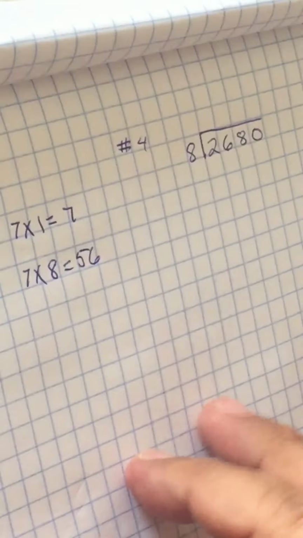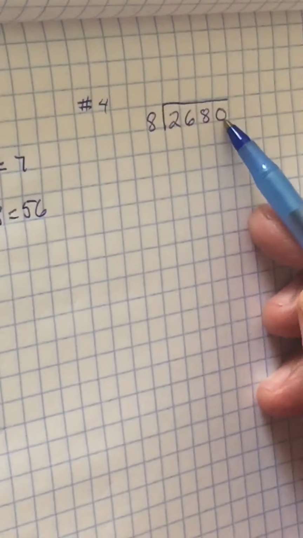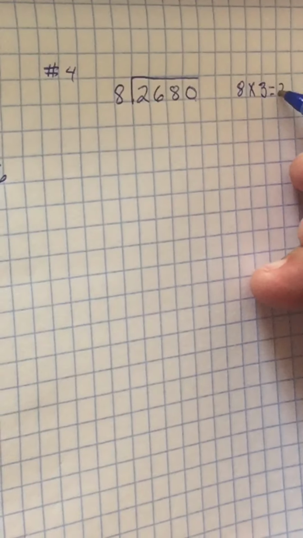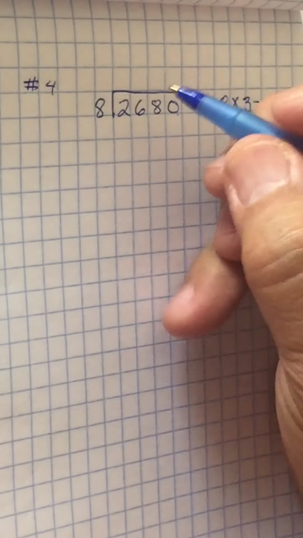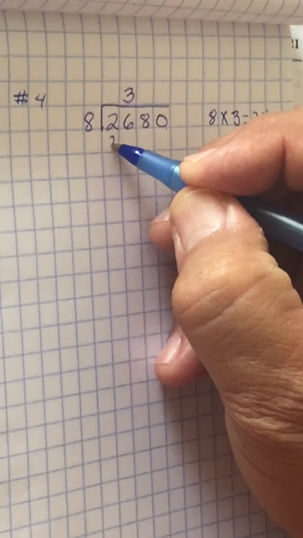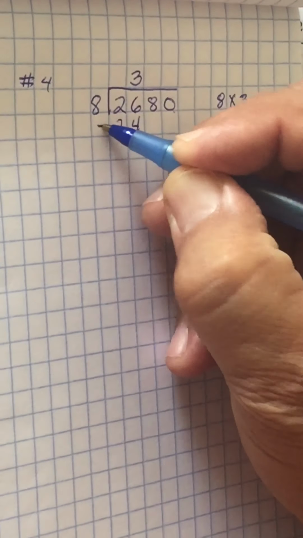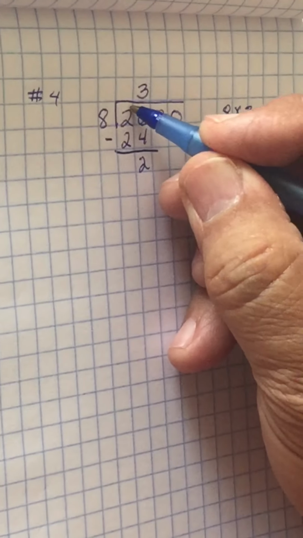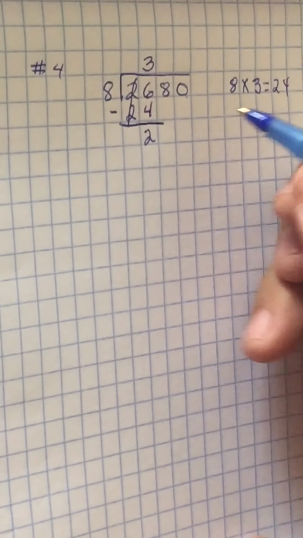So let's do it over here. We have 2,680 divided by 8. If I do 8 times 3, that gives me 24, and that's very close to 26. So I'm going to do 3. 3 times 8 is 24. I subtract. 6 minus 4 is 2. 2 minus 2 cancels. That gives me a 0.